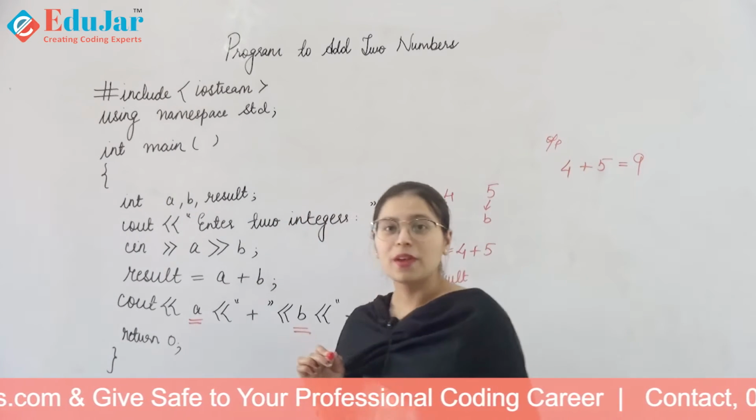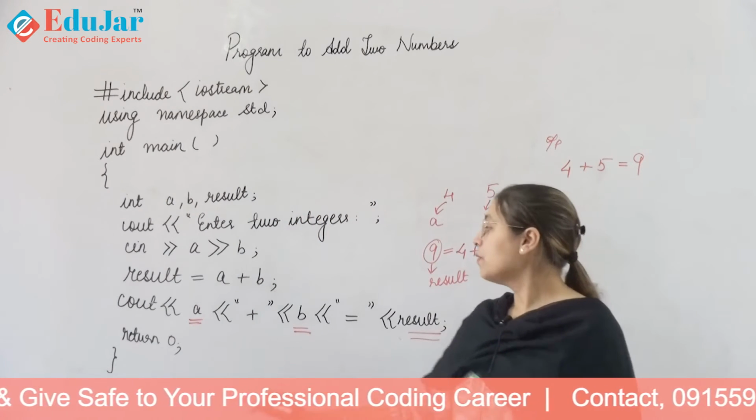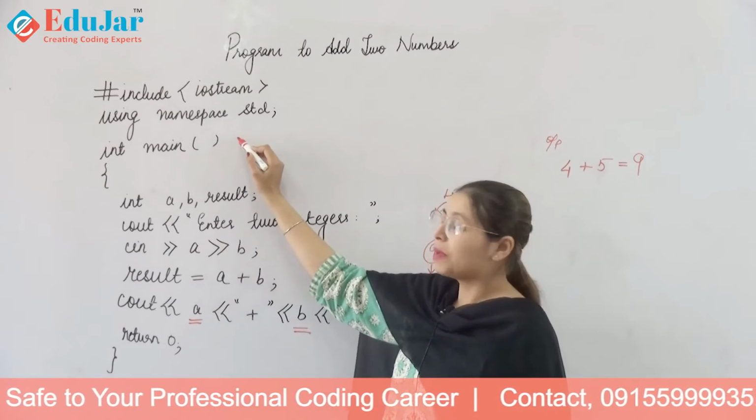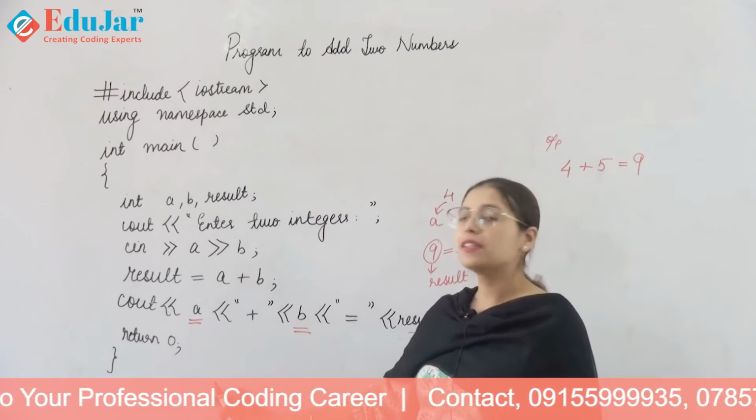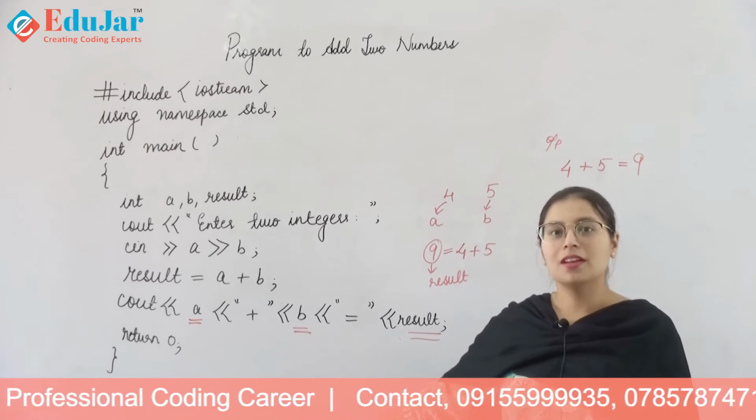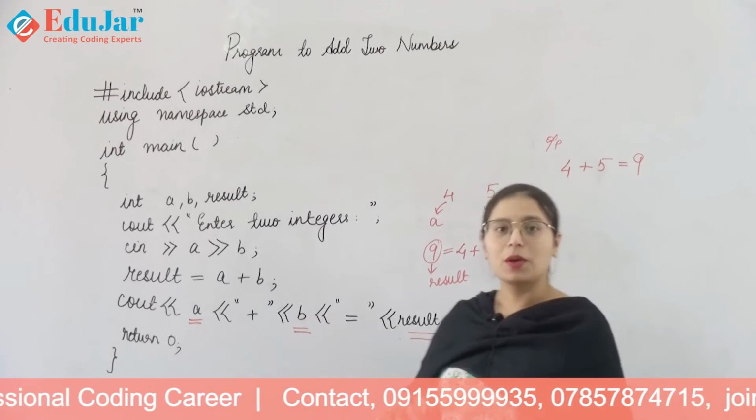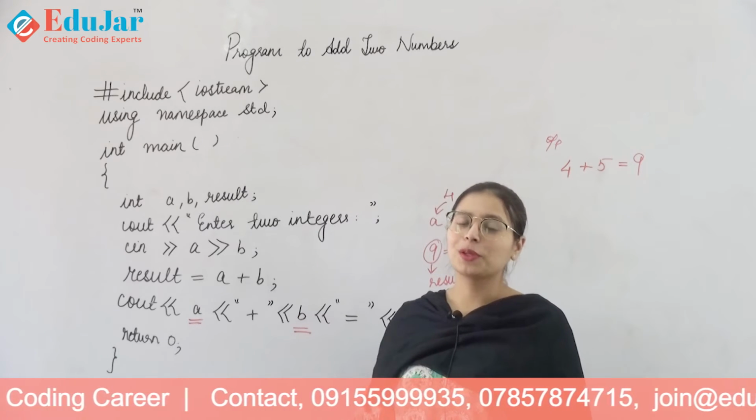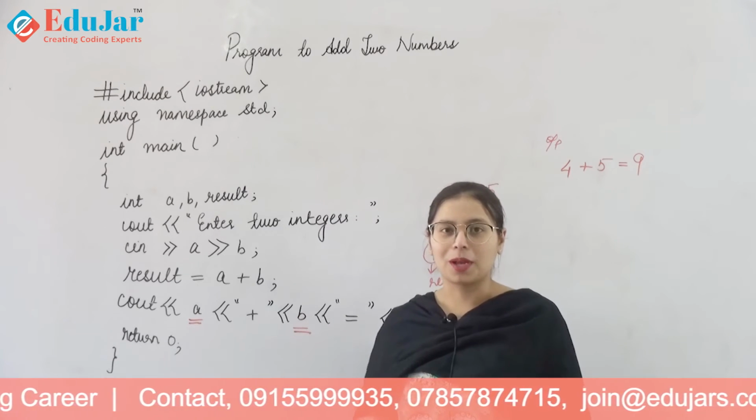I hope it was very easy to understand. We will return 0 to the main function, and this means our program has executed successfully. This was the theoretical implementation. Now I will show you the practical implementation of the program.